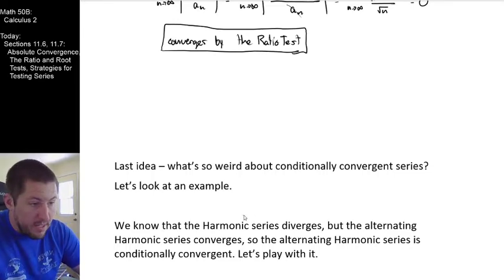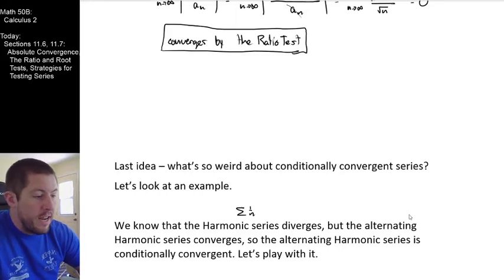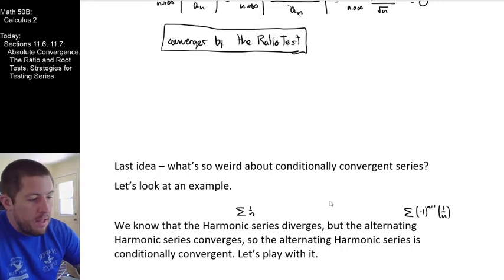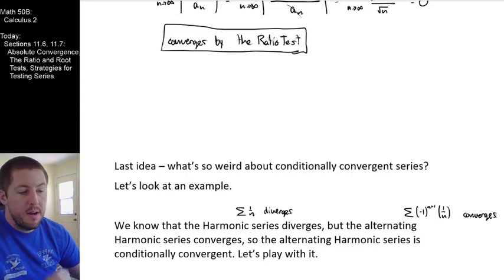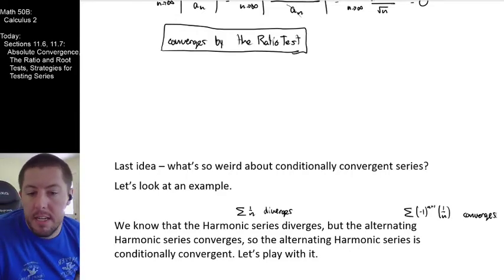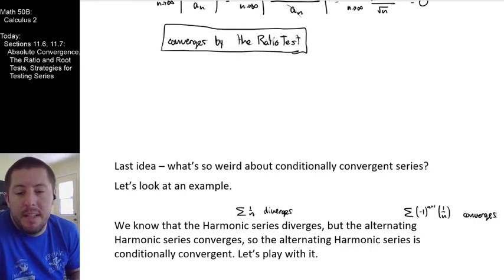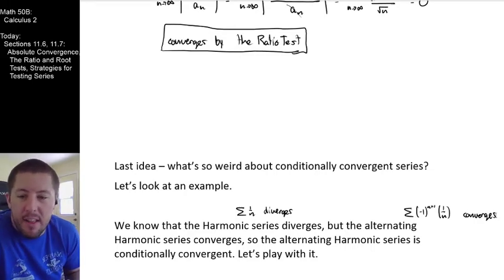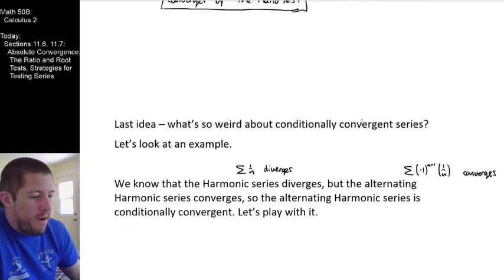So the harmonic series, just the sum of 1 over n, diverges, but the alternating harmonic, the negative 1 to the n plus 1 times 1 over n, converges. This guy diverges, this guy converges. We've proven both of those statements right there. That means that the alternating harmonic is an example of a conditionally convergent series. It's probably the easiest one that I know how to talk about, so let's play around with it and see what happens.